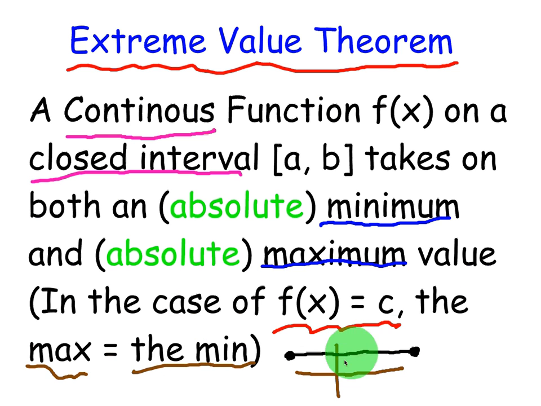Okay, in the case of f of x equals c, the max equals the min, and I wanted to point that out because if you have like y equals 3, technically every point on this graph is both the lowest and the highest, and so technically it is true. That's just kind of a special case. Most of the time we know that a function isn't a constant function like f of x equals c.